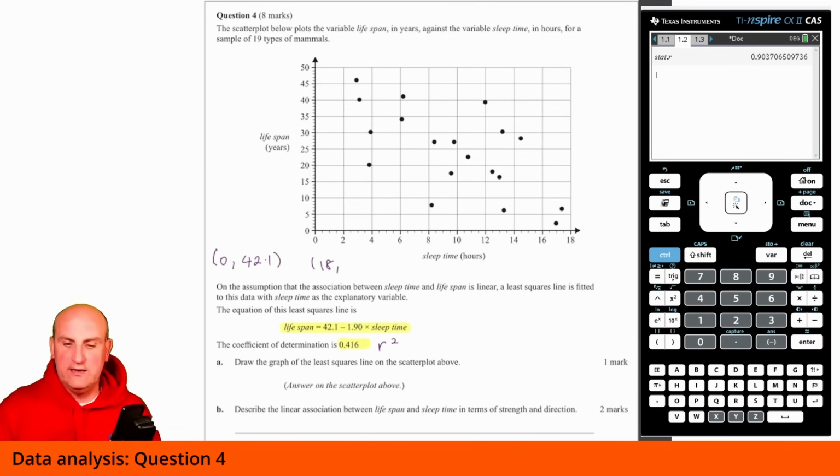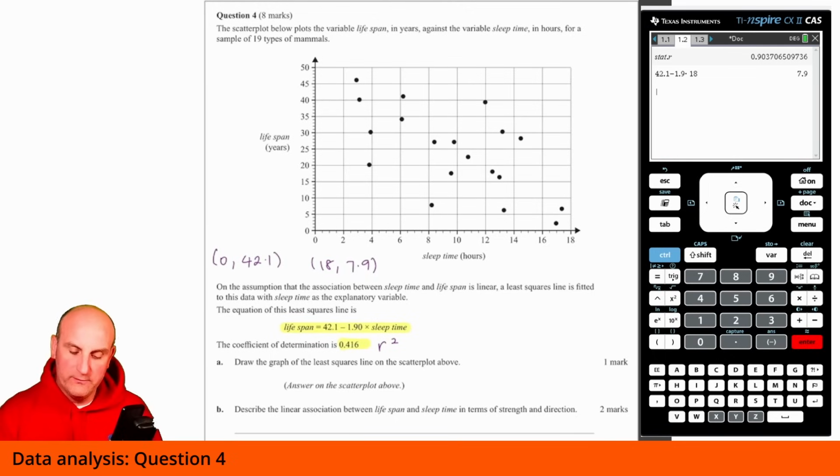Now let's use my calculator for that one because I can't do that one in my head. So I got 42.1 minus 1.9 times 18. Hit enter. What do I get? I get 7.9. So I'm just going to turn over the page to make sure that I'm still following the answers that I did earlier. 7.9, right, and there we go. And now all I do is just plot those on my lines.